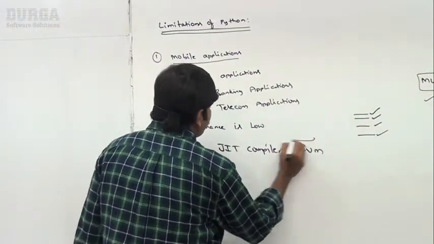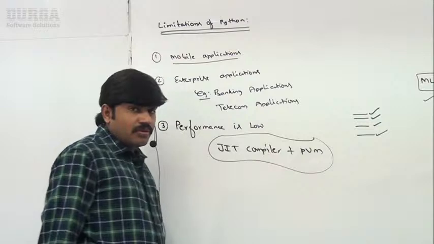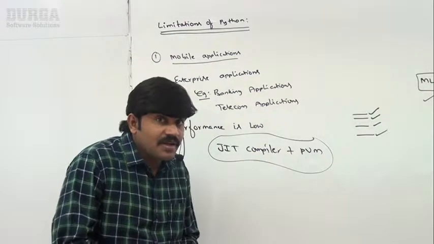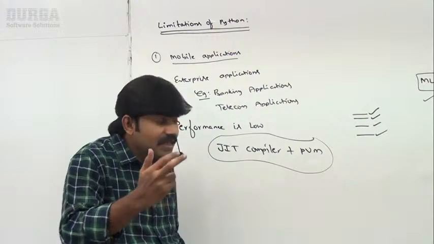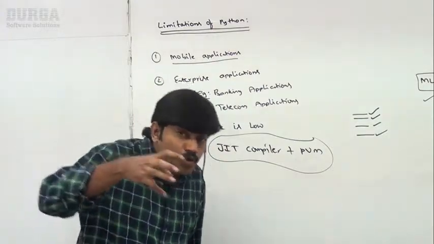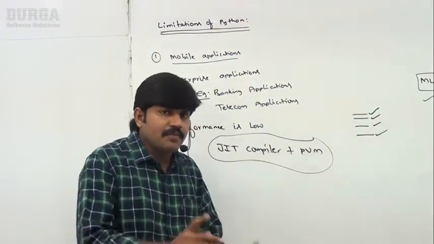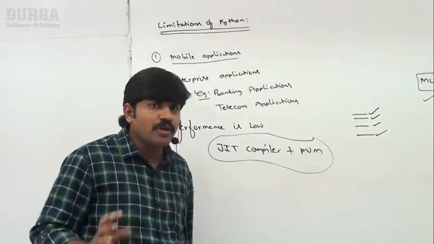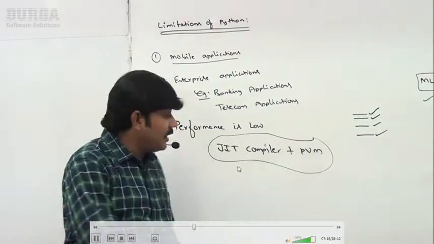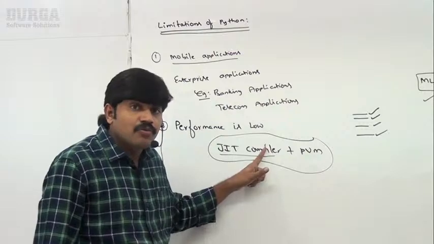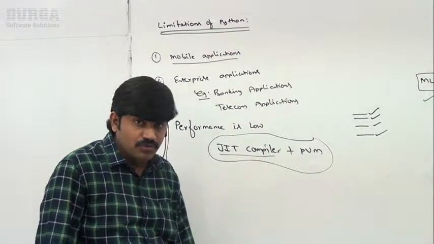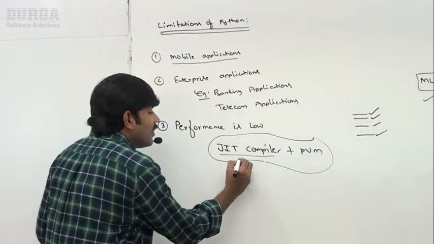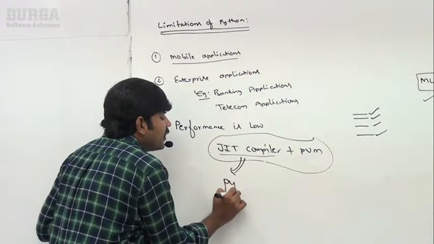Sir, next, to improve performance, people added the JIT compiler concept to the Python virtual machine. Instead of interpreting line by line every time, a group of lines will be interpreted only once, and every time that interpreted code is used directly. The JIT compiler is responsible for doing that. The Python virtual machine with a JIT compiler added is called PyPy.